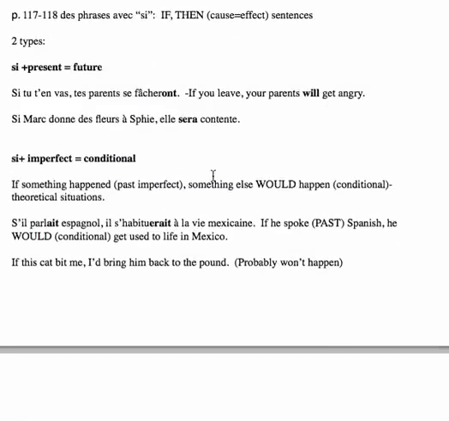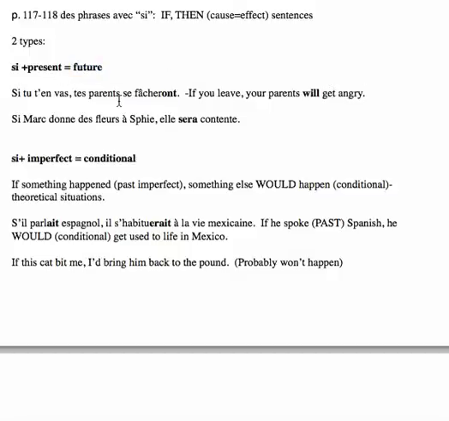And let's skip ahead to 117 and looking at the different kinds of if-then sentences, the different kinds of cause and effect sentences. We've got two main types that we're going to talk about so far, and they are exactly like English. So I think this is one, if you can think about what the tenses sound like in English, they're going to be the same. If something happens in the present, then the result will be in the future, just like in English. If you leave, present, if, your parents will get angry, future. So if something happens in the present, a future thing will happen.